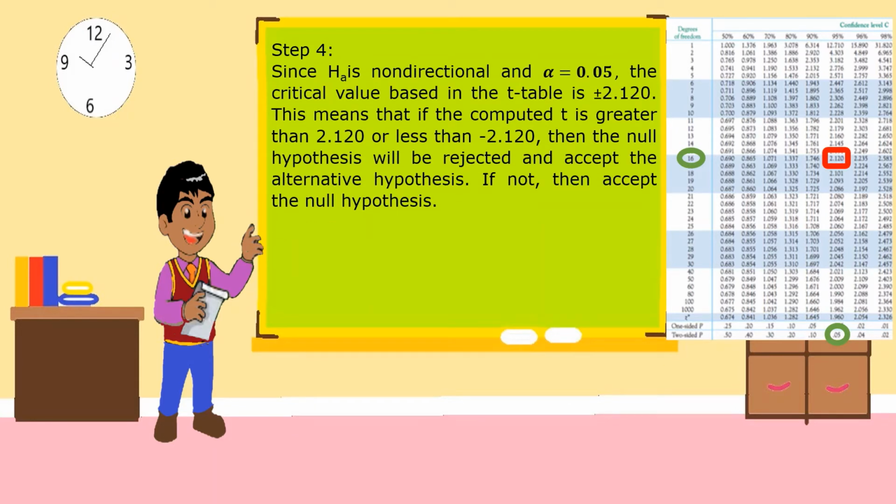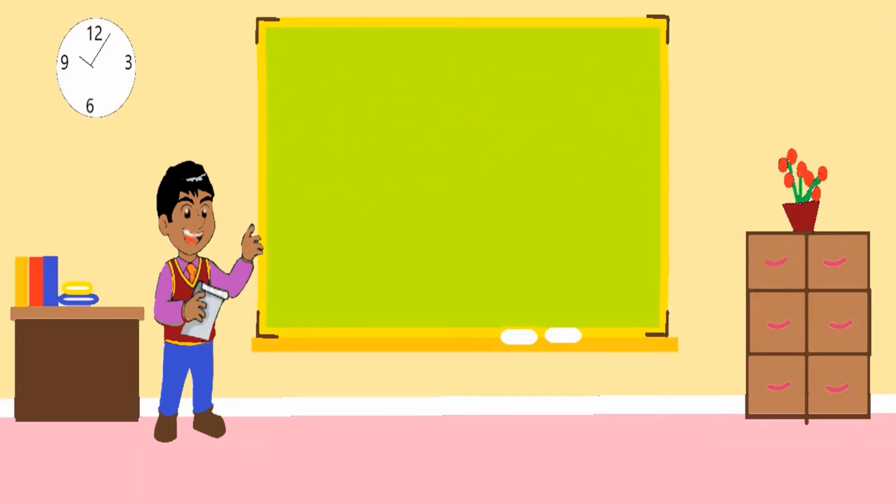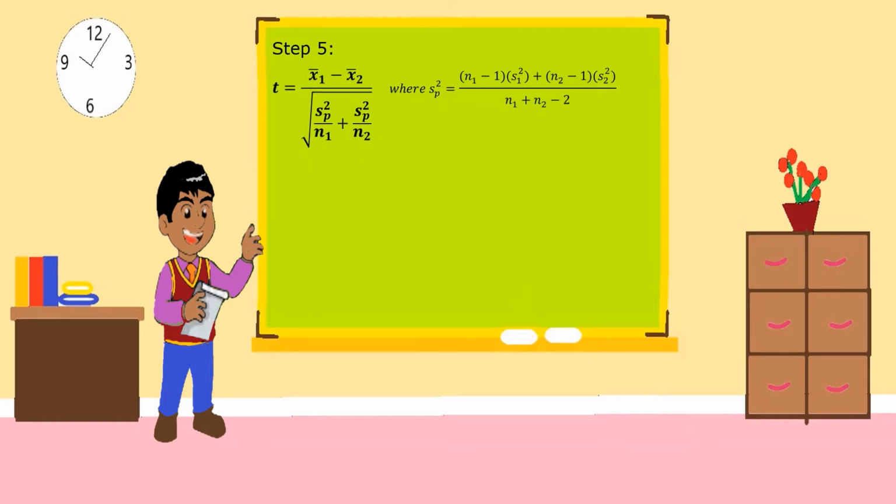Since our alternative hypothesis is non-directional and our alpha is 0.05, the critical value based on the table is positive or negative 2.120. This means that if the computed t is greater than 2.120 or less than negative 2.120, then the null hypothesis will be rejected and we accept the alternative hypothesis. If not, then accept the null hypothesis. So now let's have the computation of our t, step 5.